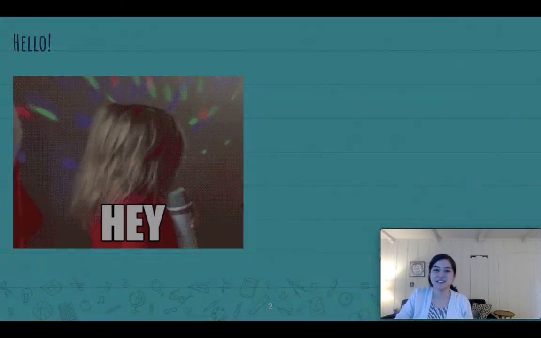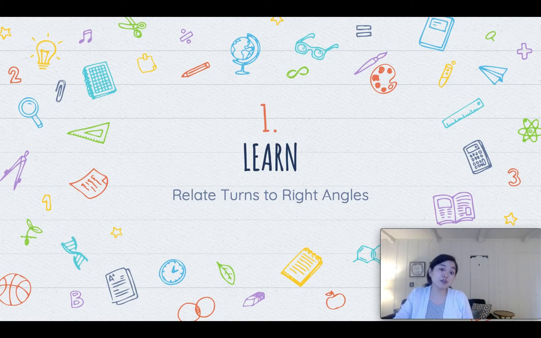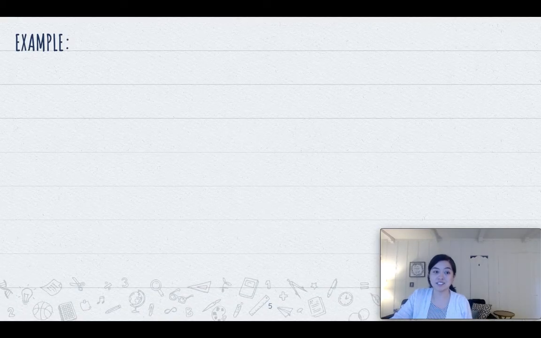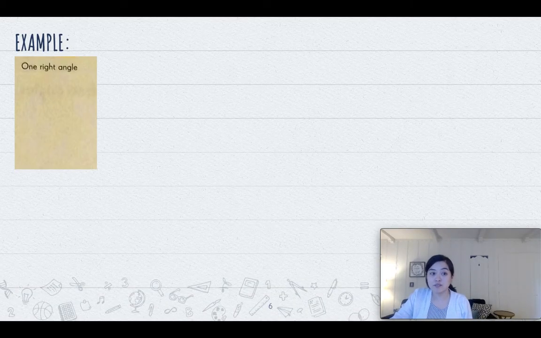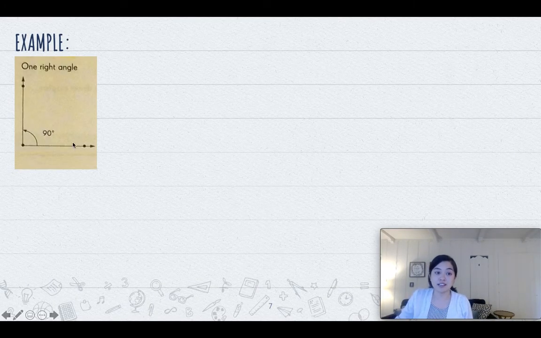Good to see you. Today we're going to talk about turns and how turns relate to right angles. Now, do you remember how many degrees is in a right angle? Well, let's take a look. Look at this example. One right angle is 90 degrees. It's the same as a corner of a piece of paper, right? That's 90 degrees right here. In addition, we learned how to look for a right angle on our protractor as well. So one right angle is 90 degrees.